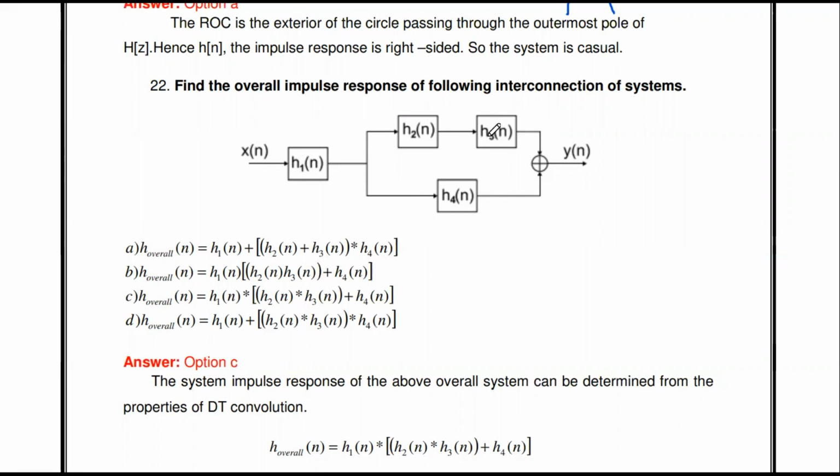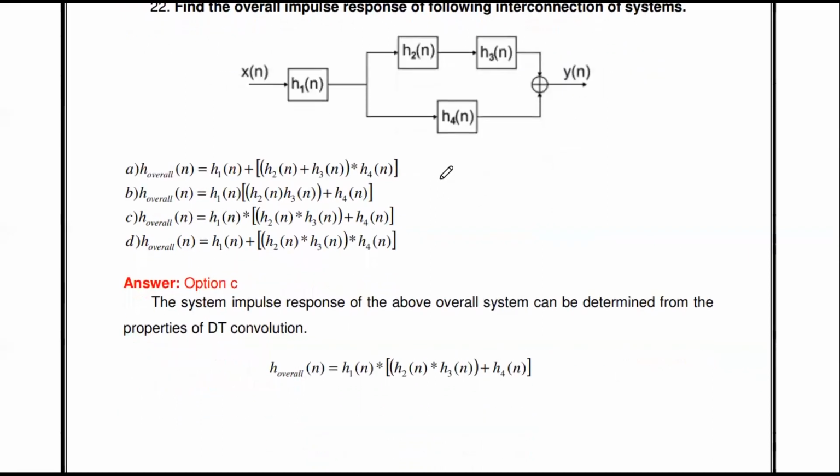Already you know, if two systems are connected in cascade, the overall impulse response is nothing but the convolution of the two. And if two systems are connected in parallel, we have to add the impulse responses. So how can we reduce this? First you see H2 of n and H3 of n are connected in cascade. So these two systems we have to reduce into one single system.